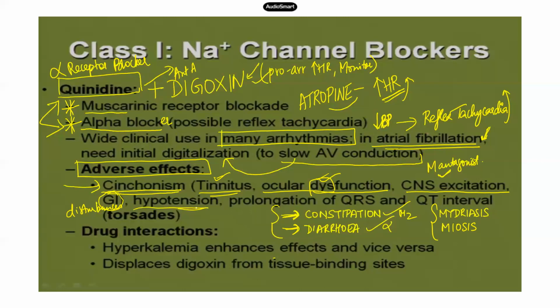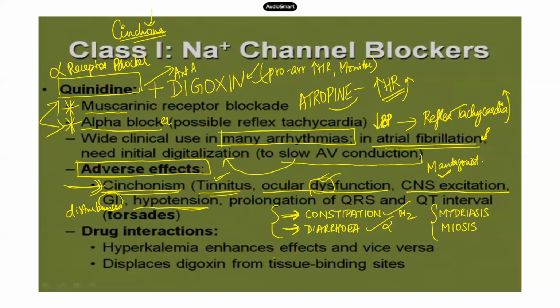Now, quinidine sounds like quinine. Quinine is basically an anti-malarial drug, isolated from the bark of a tree that grows in South America. It is called the cinchona tree, or Cinchona officinalis. That is the reason why the adverse effects of this particular drug are referred to as cinchonism, because it is derived from Cinchona officinalis.